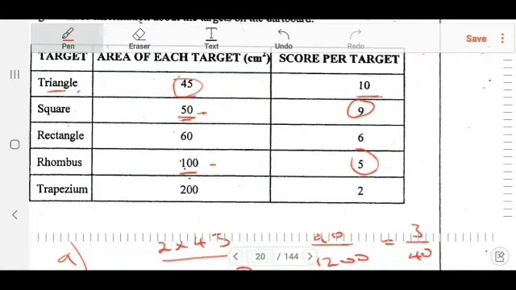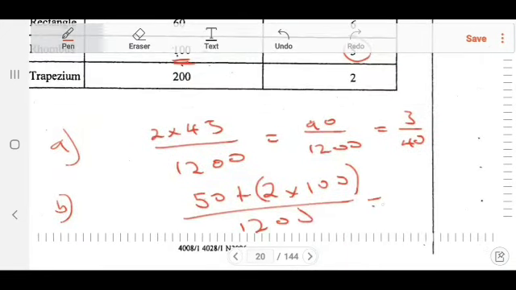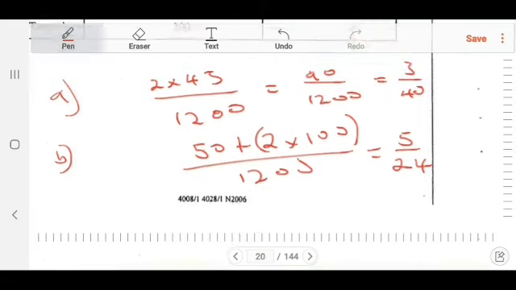But we have two rhombuses. You only have one square here. We have one square. Here you have two rhombuses. That's why we're saying like this. So this is going to give us what? It's going to give us a 5 over 24.